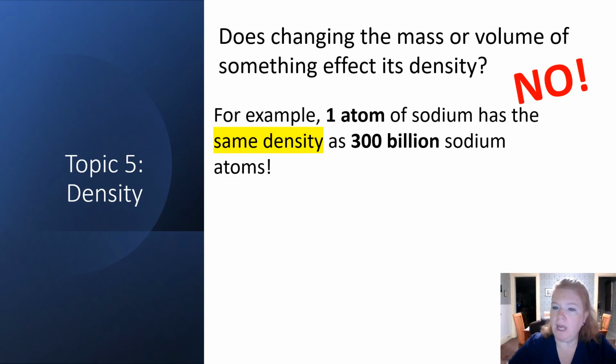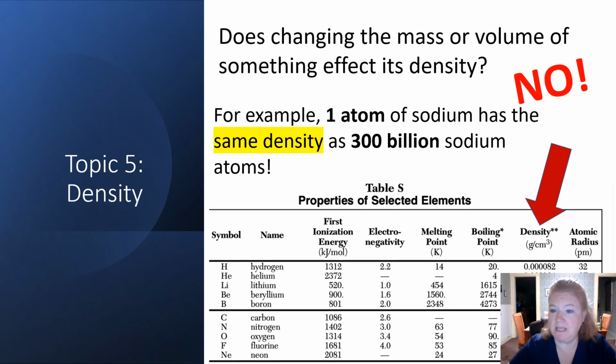So 1 atom of sodium has the same density as 300 billion atoms of sodium. Okay, it doesn't matter. In table S, we have the density, and it doesn't say it depends on what you have. It just says it's the density. It doesn't say it depends how much it has.